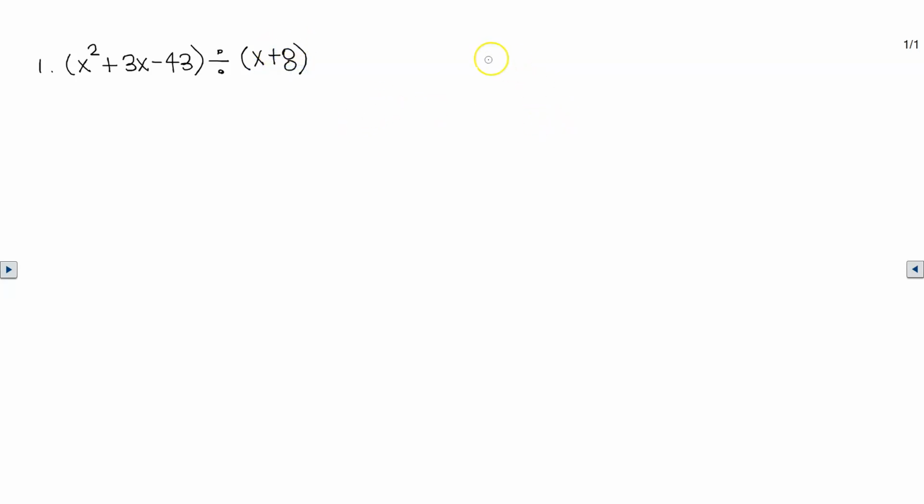All right, so for this problem, again, just like we did earlier in the week, we are going to start by rewriting this as a long division problem. So on the inside, we're going to have x squared plus 3x minus 43, and on the outside, we're going to have x plus 8.